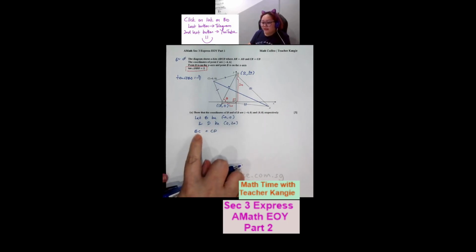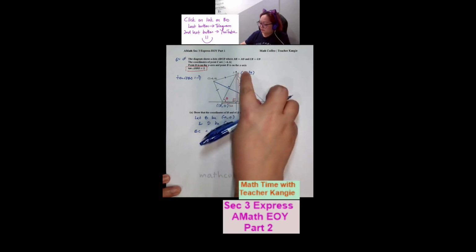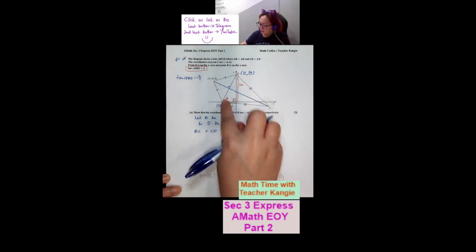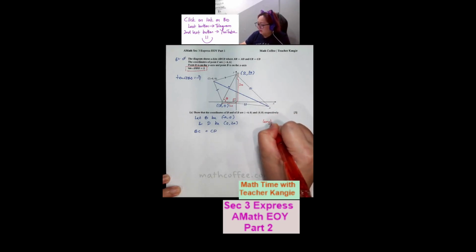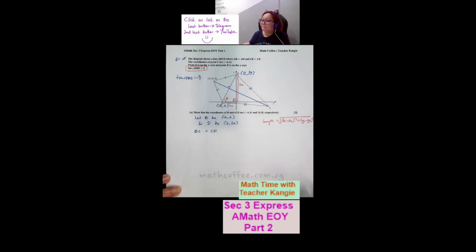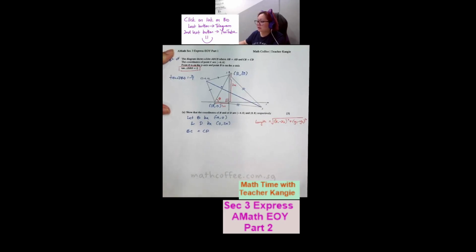So therefore, finding the length of BC here, you will have to use x1 minus x2. I'm going to just put the formula here. Finding length is the square root of x1 minus x2 squared plus y1 minus y2 squared. Okay, so that is the formula. That's the formula.